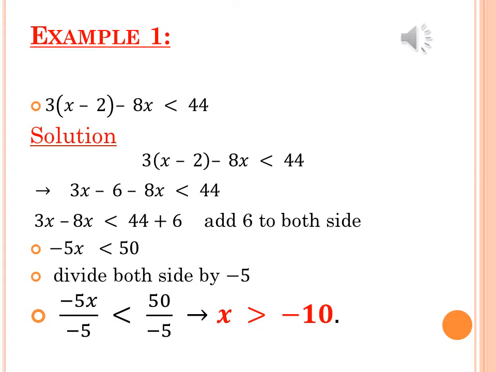Divide both sides by negative 5. If we divide by a negative, we change the sign. So negative 5x divided by negative 5, less than 50 divided by negative 5. Negative 5 by negative 5 is 1. Instead of less than it is greater than. So x is greater than 50 over negative 5, greater than negative 10. Be careful: if we divide by a negative, change the sign from less than to greater than or inverse.